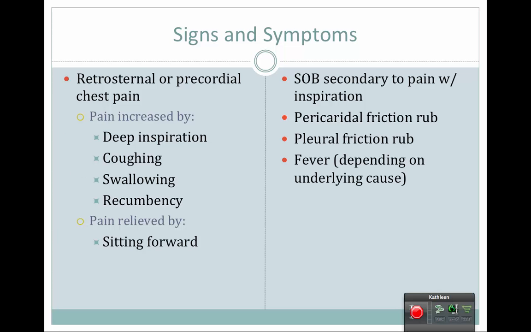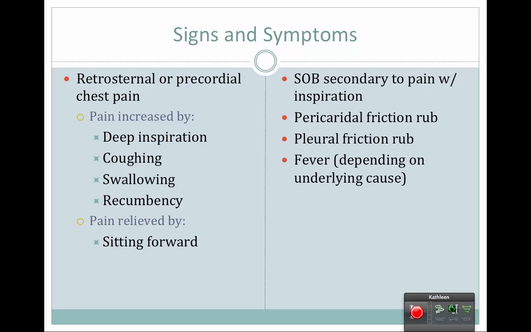So patients often complain of signs and symptoms with pericarditis. They're in a lot of pain, more so than someone who's having an acute MI. Oftentimes they can't get comfortable. They have to be at the bedside in a hunched position. Retrosternal or pericardial chest pain, pain increased by deep inspiration. So that's oftentimes what you want to ask patients, if they have pain during inspiration.